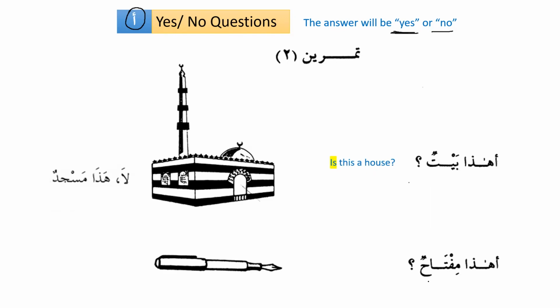Ahādhā miftahun that you see in the picture? Is this a key? La, hādhā qalamun. This is a pen. Excellent. Ahādhā qamisun? Is this a shirt? Na'am, hādhā qamisun. Yes, this is a shirt. Ahādhā najmun? Is this a star? Na'am, hādhā najmun. Excellent. Okay.